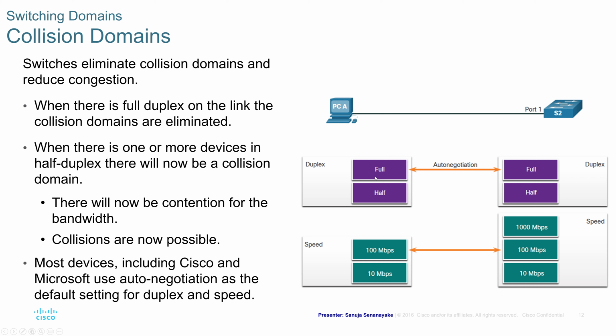In this example, it has auto negotiated full duplex, and they're both going to be using 100 megabits per second, even though the switch can support all the way up to 1000 megabits per second, because PC A doesn't have the ability to support that speed. So that's what auto negotiation does. You can simply connect to a switch port and it will automatically do the duplex configuration as well as the speeds.